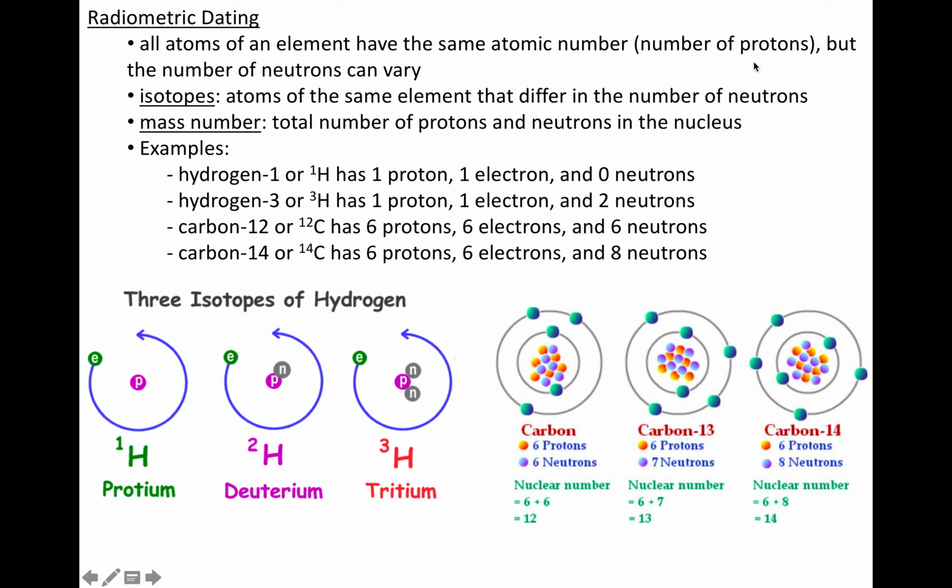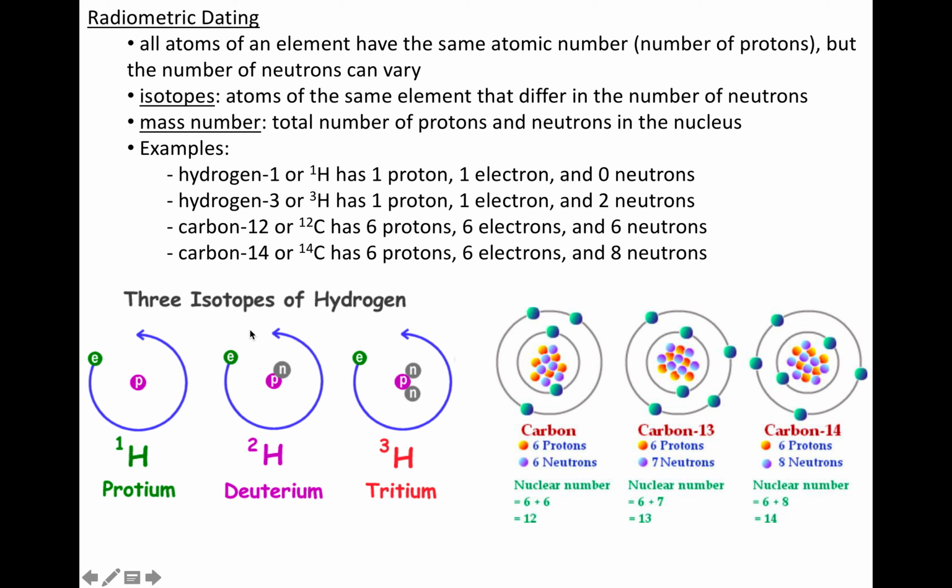Radiometric dating. Why is this important? We're talking about history of life on Earth. Radiometric dating is important because this is the tool that we use to date how old a fossil is or a rock may happen to be. How do we do it? We look at isotopes and what happens to these isotopes over time. So let's first talk about what an isotope is.